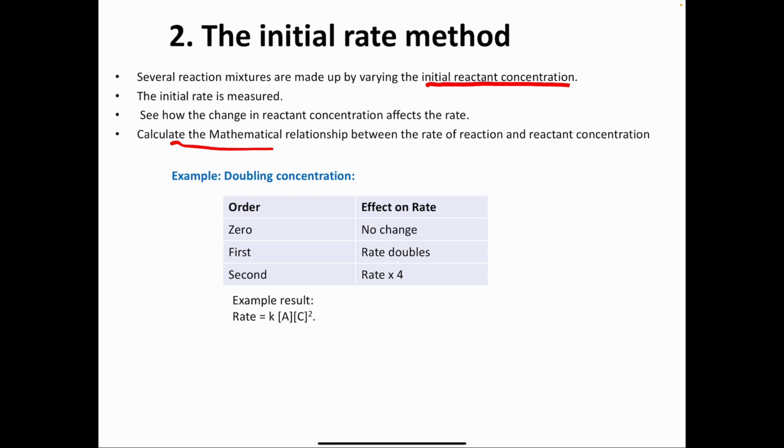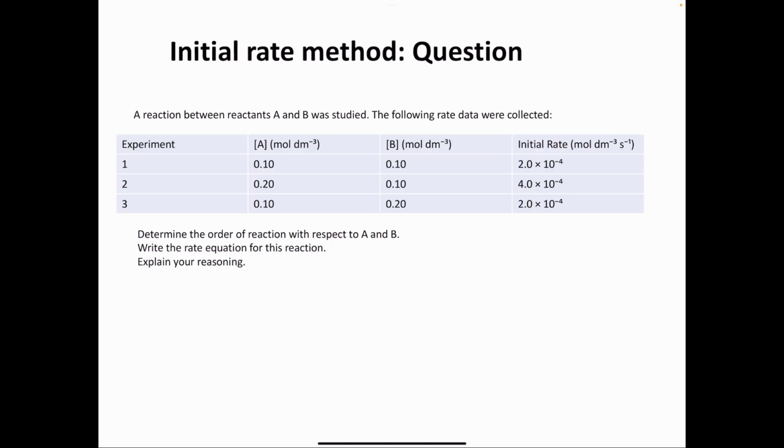So if there is an example, assume you're doubling the concentration. If it's zero order, doubling the concentration will have no change. If it's first order, we've already seen when you double the concentration, the rate doubles. And if it's second order, you double, the rate is multiplied by a factor of 4. So this is a good example, an example that can usually come in section B or could be section C of Unit 4.